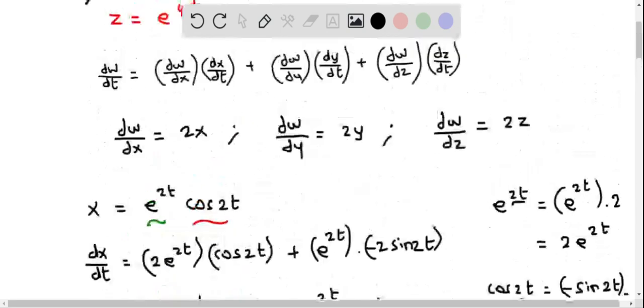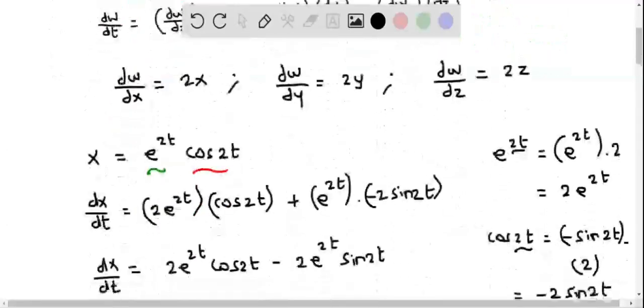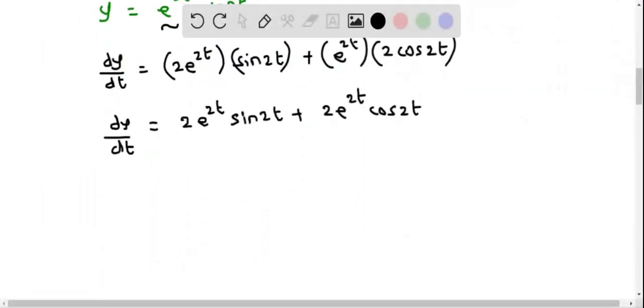Now we will find dz by dt by differentiating the z with respect to t. So we have z equals e raised to the power of 4t. So this gives dz by dt, the derivative of z with respect to t, and this equals 4e power 4t. This is obtained by doing the chain rule.